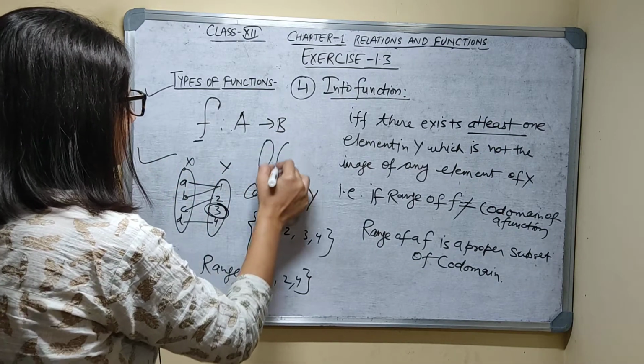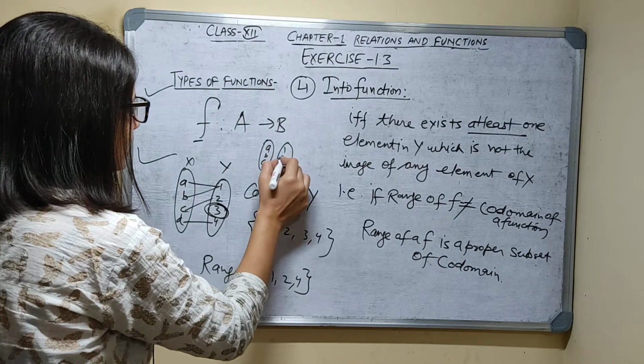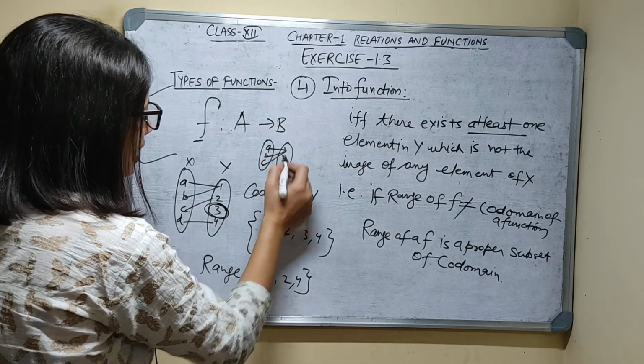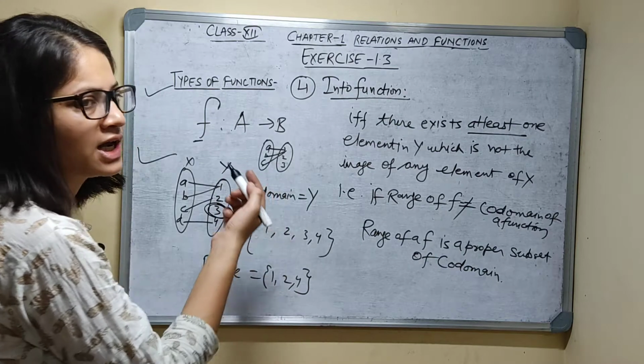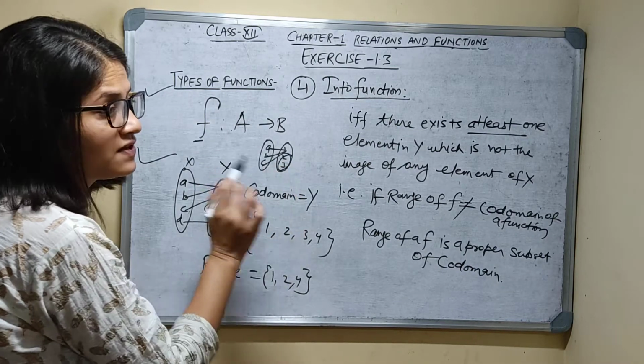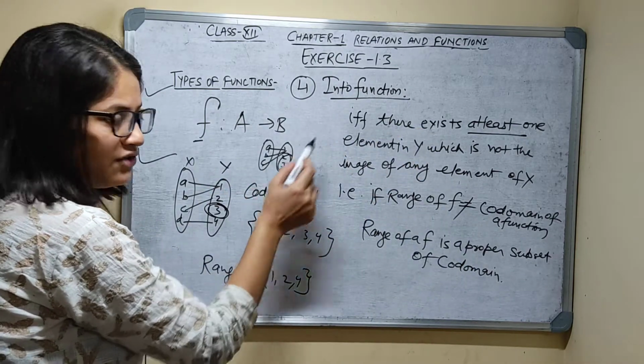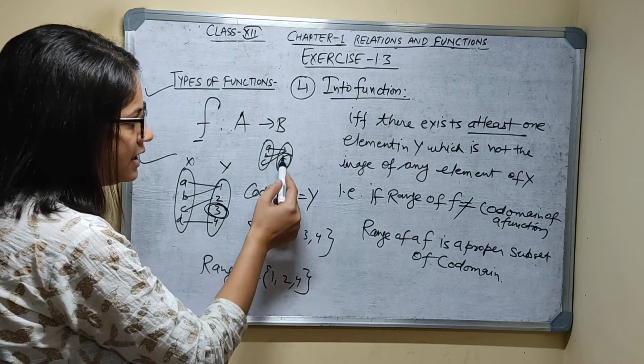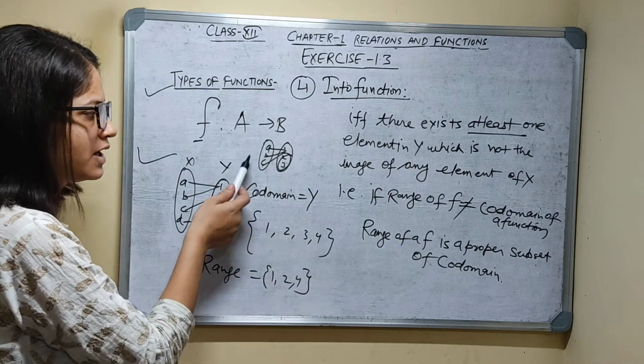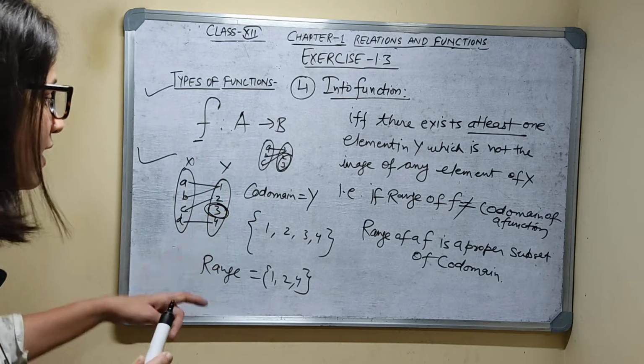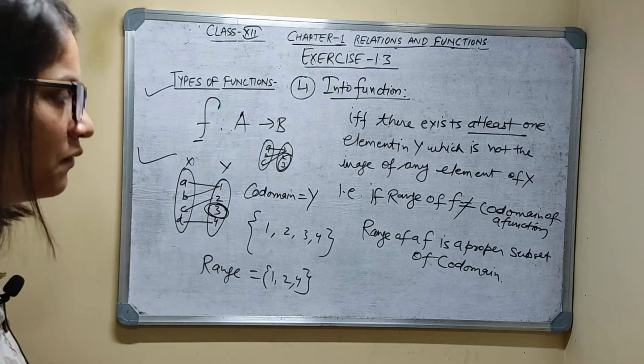If it is like this, A, B, C, 1, 2, 3, all are related to what? 1 only. So 2, 3 are left. So it is what? At least one element. Condition is satisfying. At least one element. Here 2 elements are left which are not associated with any element of X. So we can say this is also into function.